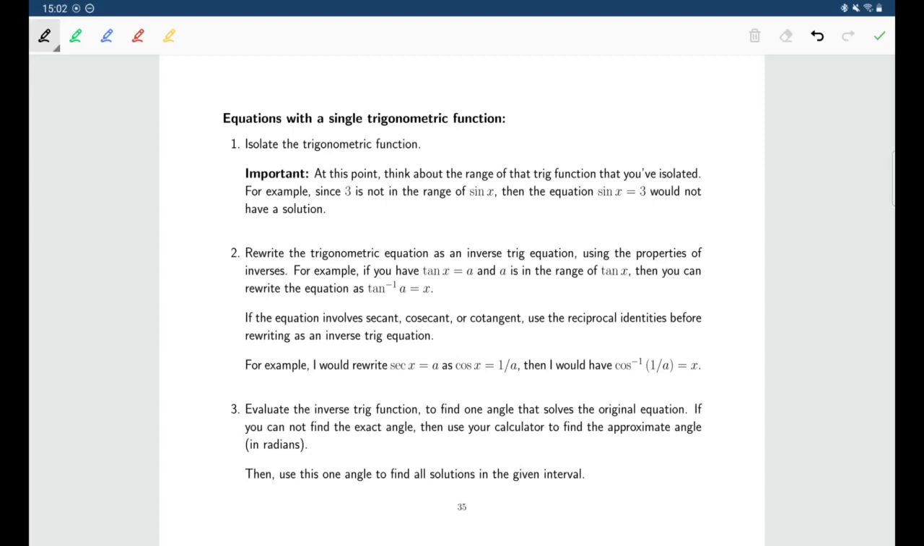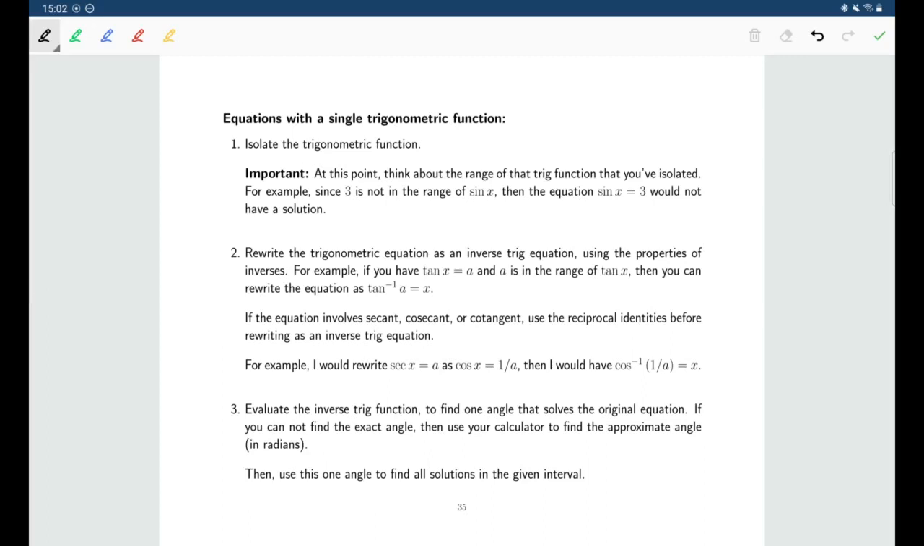And when you're at that point, you really should think about the range of your trig function, because it's possible that you might have arrived at something where there's no solution. So, for example, if you had simplified your equation and got to the point where sine of x is equal to 3, well, then you could stop and say there's no solution because 3 is not in the range of sine x.